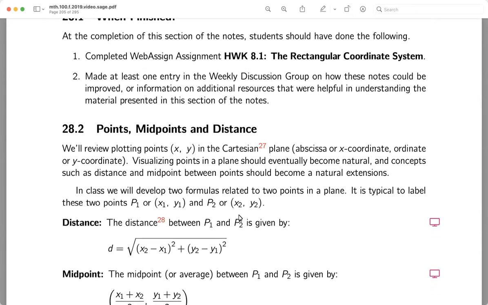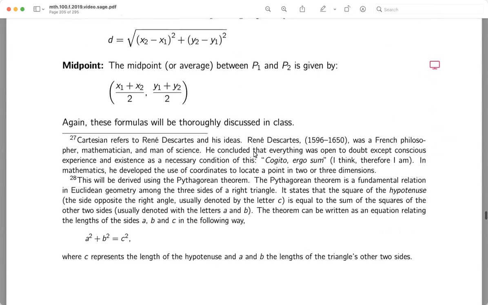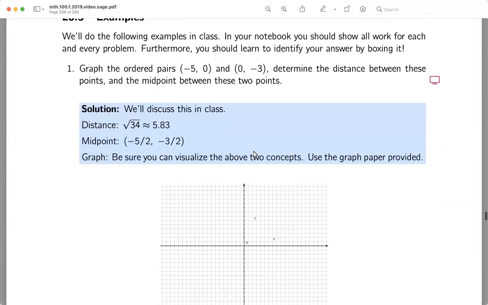Hopefully, you paid attention during the lecture and you have a fairly good appreciation of how to compute distance and how to compute midpoint. I do want to emphasize, though, if you have trouble with this, please spend time studying this material. All right. The goal, though, is this. We need to be able to do these problems presented over here. I want to go through that with you.